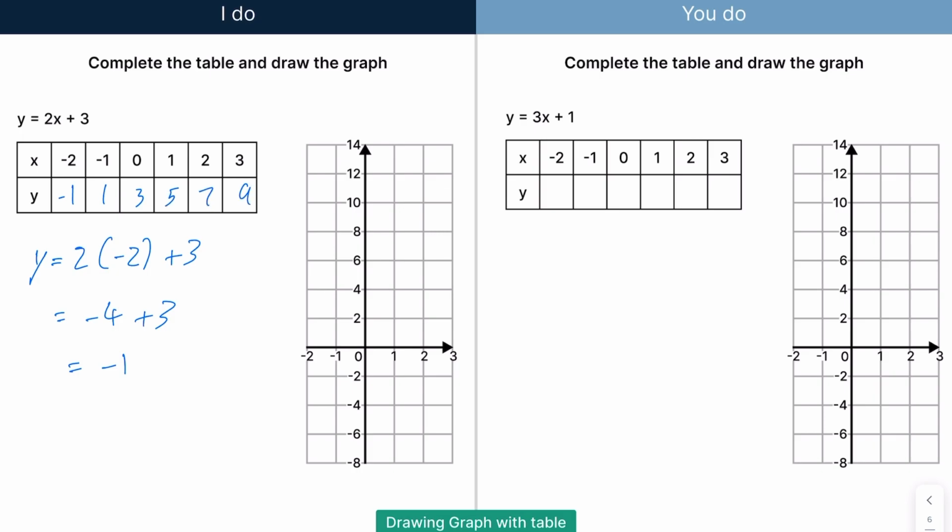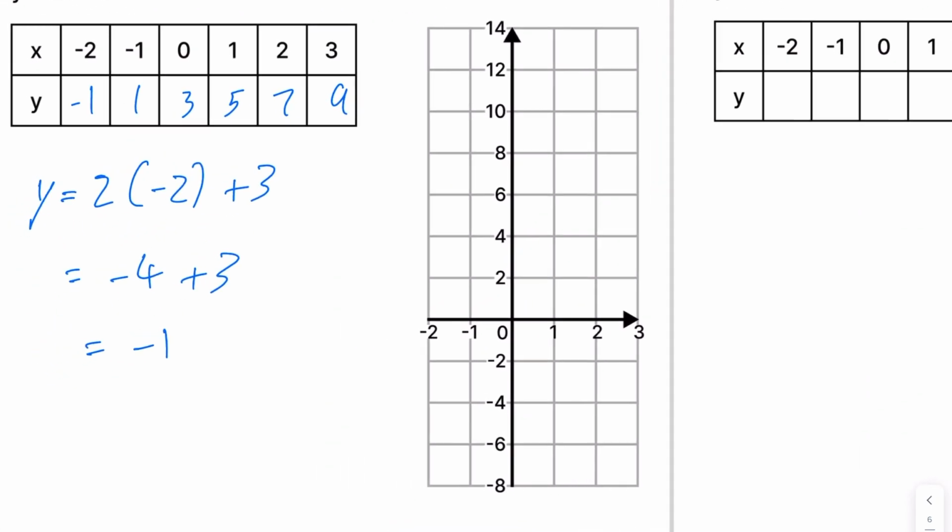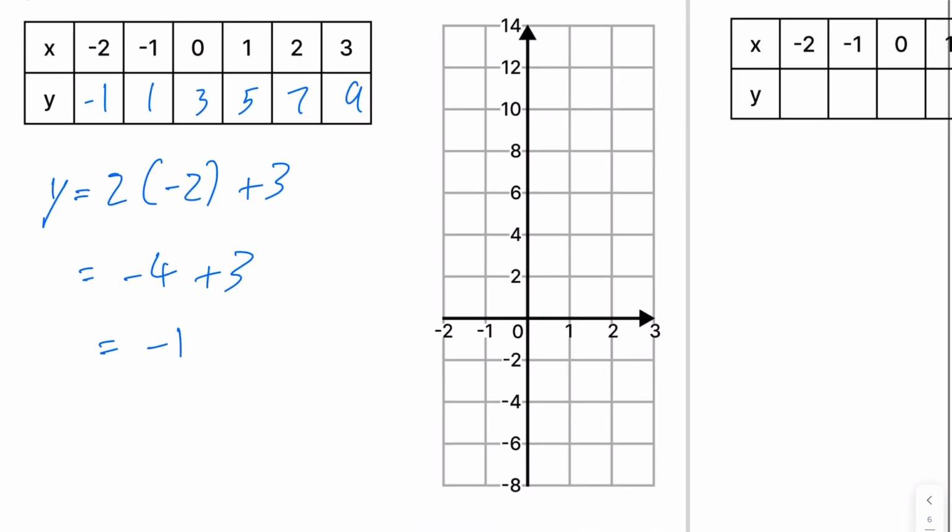Now with plotting the graph, if I plot this first point here, x is minus 2, y is minus 1. So that point is going to be minus 2, minus 1. So that's going to be right there. Okay, that's minus 2, minus 1. So if I just zoom into this a little bit, just so we've got the table there as well, if I draw this on, that's my first point. So that's this one done.